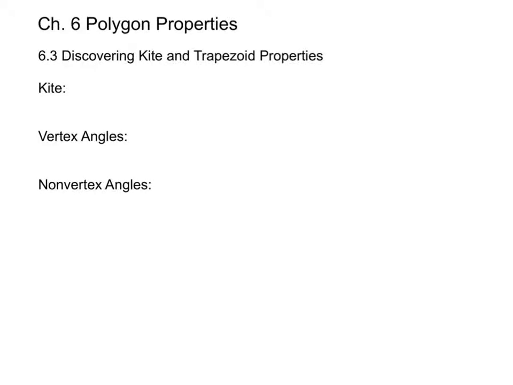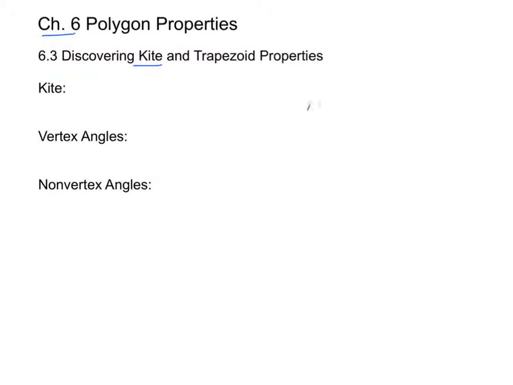Okay, so this video continues Chapter 6 of Geometry. It covers 6.3 and 6.4. So by the end of this video, you're going to know some new properties about kites and trapezoids, as well as some new properties about midsegments. So, okay, starting with properties about kites.